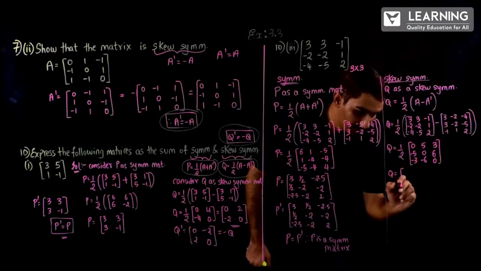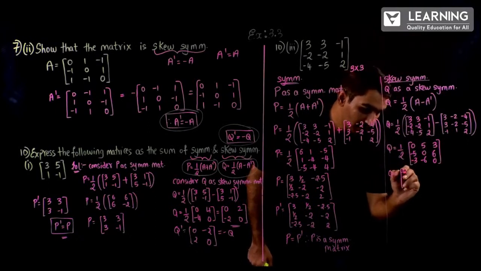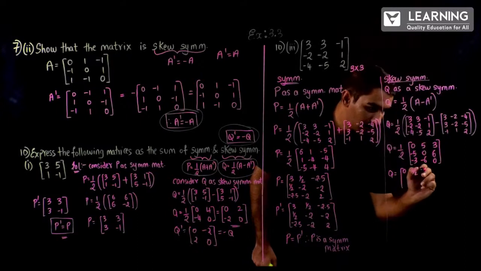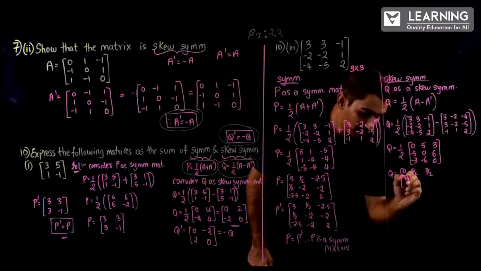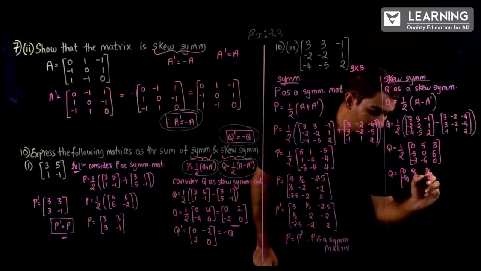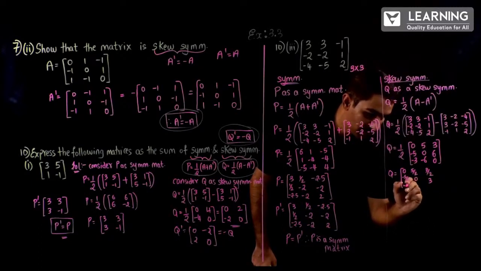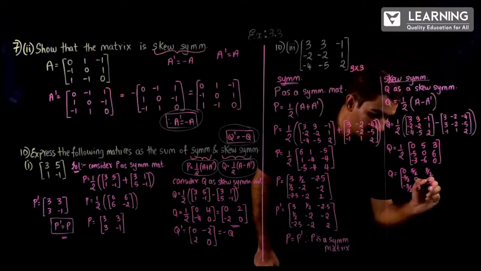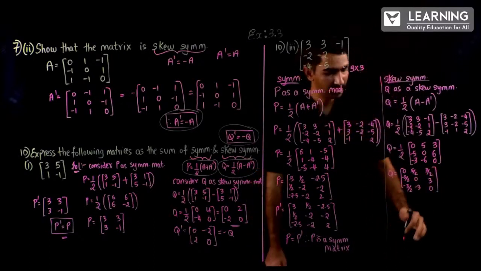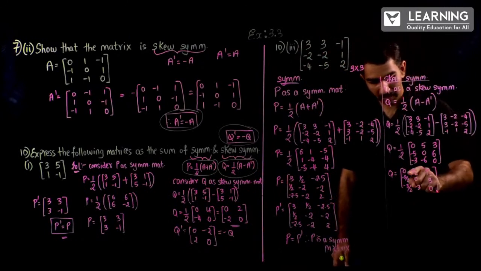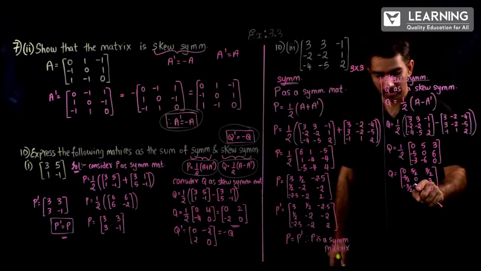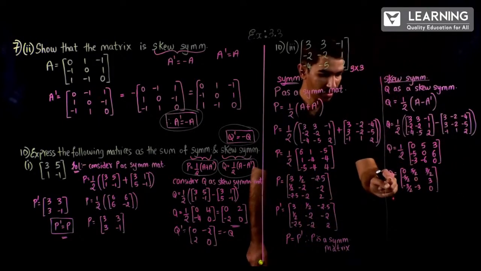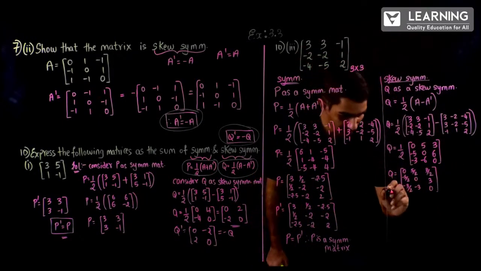Q will be equal to, so this will become 0, 5 by 2, 3 by 2, minus 5 by 2, 0, 3, minus 3 by 2, minus 3 and 0. Check again, leave this diagonal, plus 5 by 2 minus 5 by 2, plus 3 by 2 minus 3 by 2, plus 3 minus 3. So this is our what, students? This is our Q. We'll find out Q dash now.